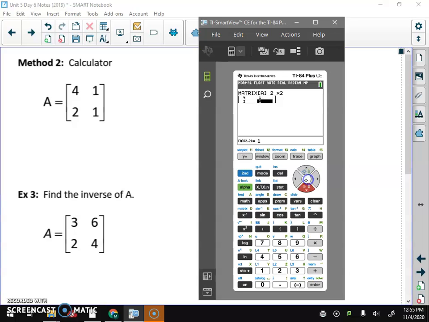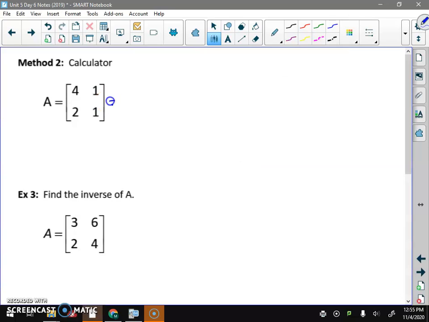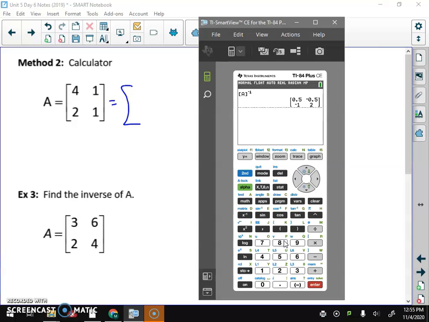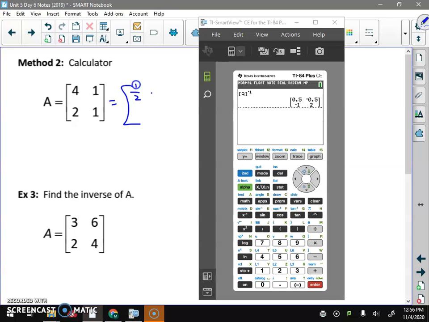Now I'm going to press second quit. Second matrix A, and I want to find its inverse. The inverse key is, I'm sure intentionally, the matrix key. A inverse looks just like our symbols. Enter. It's in decimals, but it's the same thing: 0.5, 1/2, -1/2, -1, 2, just like we found the other way.